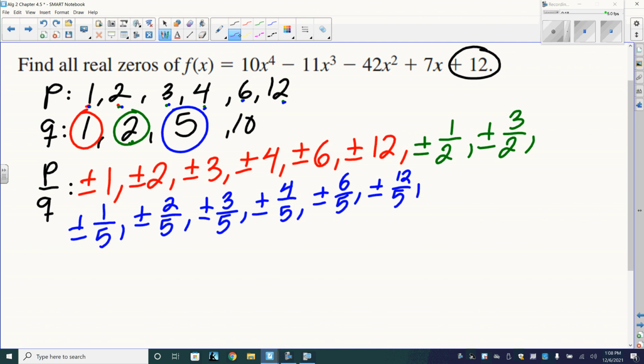And really we included all of them because none of our factors of p, 1, 2, 3, 4, 6, and 12, have a common factor with 5. So we end up having all of them.